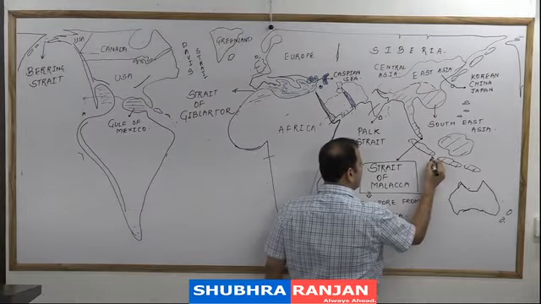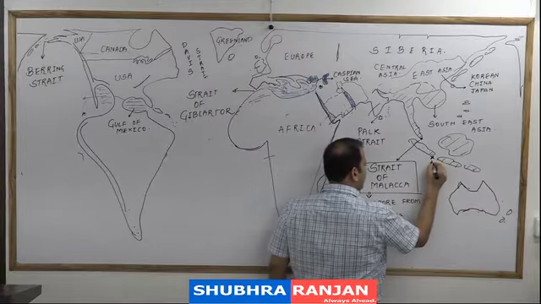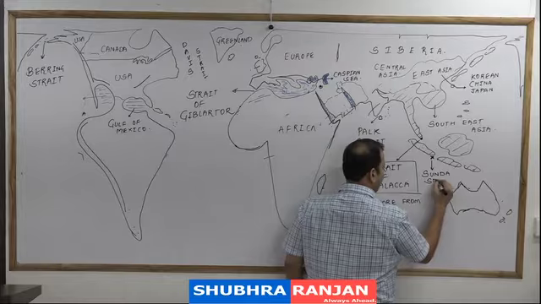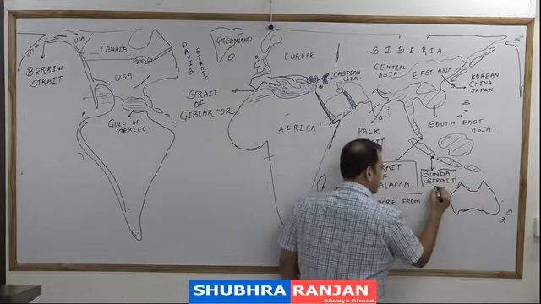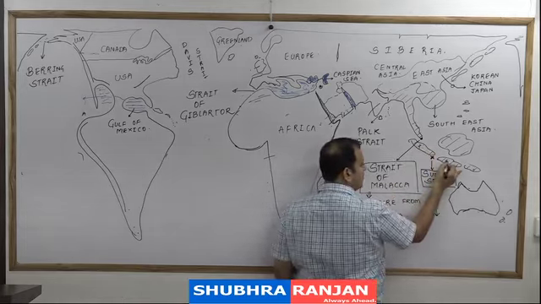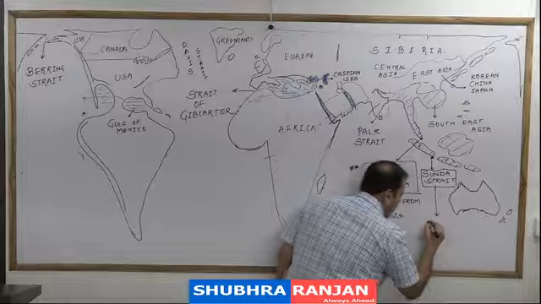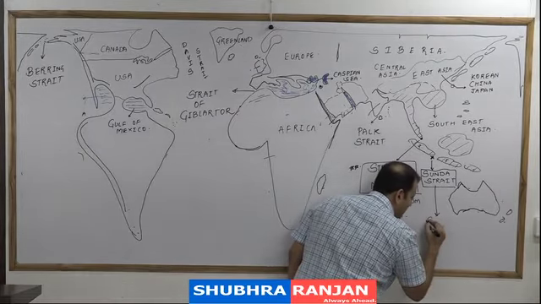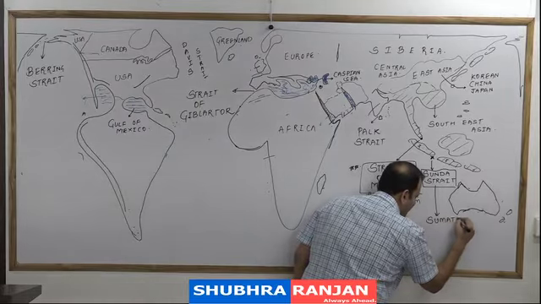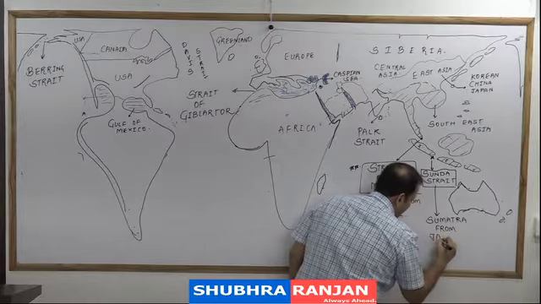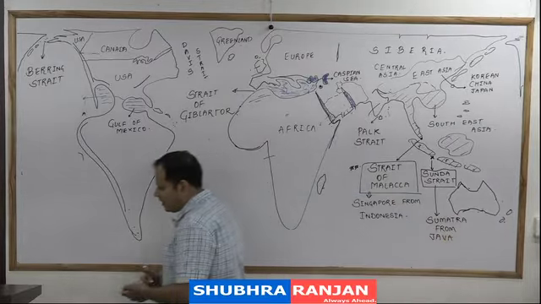There is one more strait here, and this strait is known as Sunda Strait. It separates Jakarta from Java. Sorry, it separates Sumatra from Java. Jakarta is the capital of Indonesia. It separates Sumatra from Java.